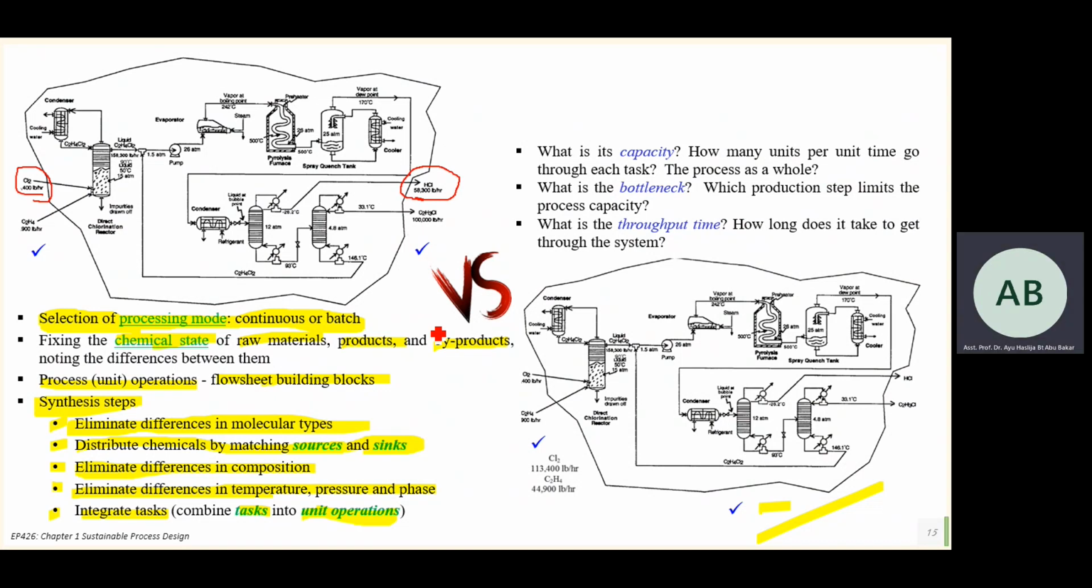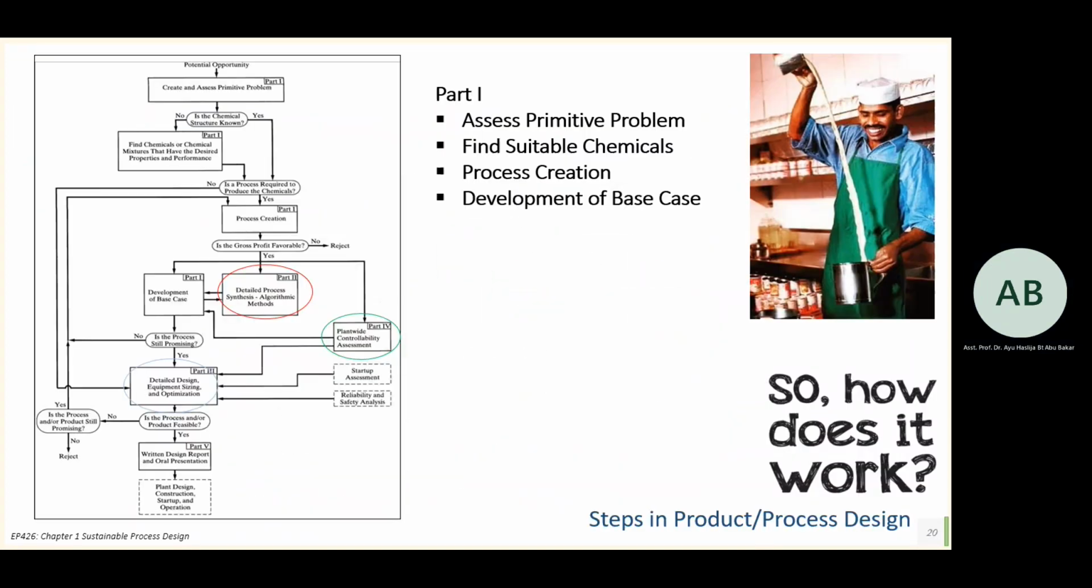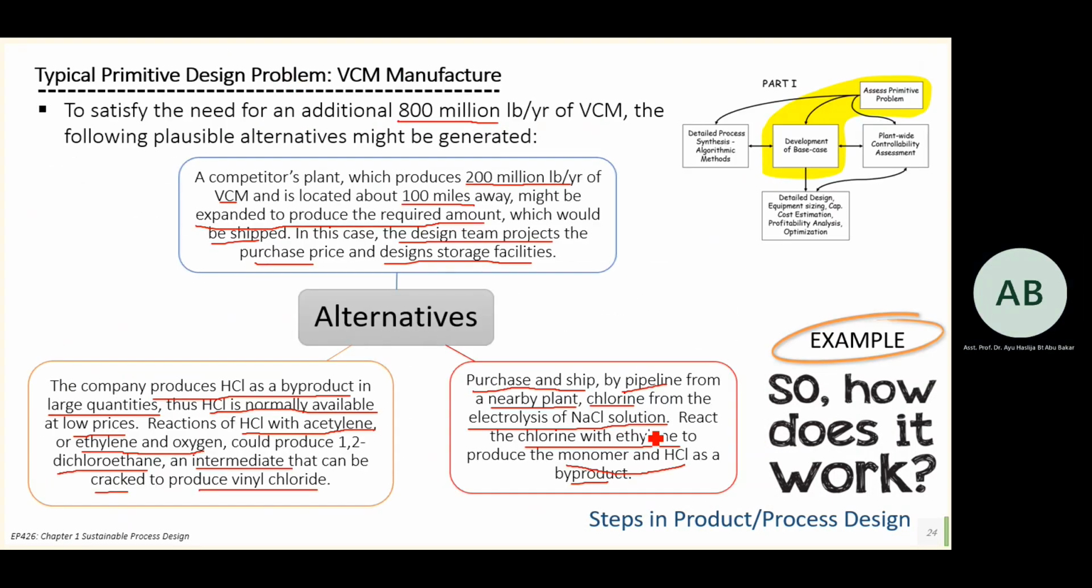Sorry? Yes. To buy chlorine from nearby plant. Raw material, yes. Third one is the raw material.